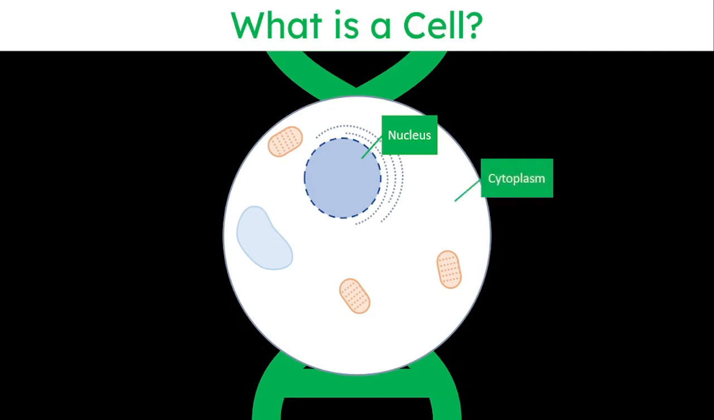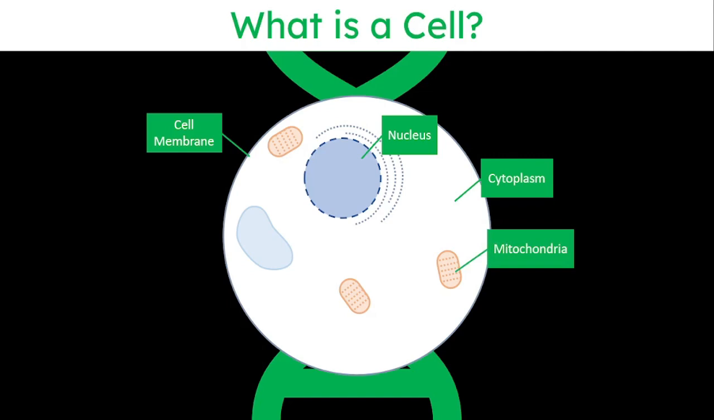Moving on, we get to the cytoplasm. It is a jelly-like substance that is inside the cell, and this is where most chemical reactions happen. The cell membrane is a thin layer that surrounds the cell and controls what goes in and what goes out. It is like the security gate of the cell.